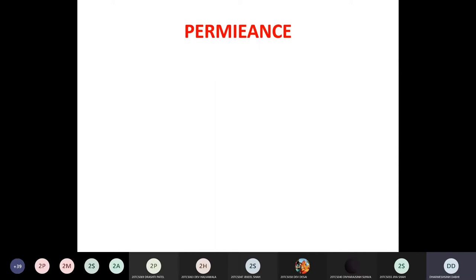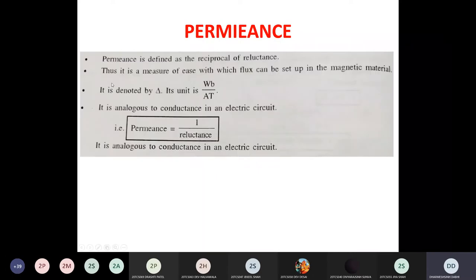The next term is permeance. Permeance is the same as conductance in the electric circuit. What is conductance in the electric circuit? From the conductance we can measure how easily the material allows electric current to flow through it. In the same way, permeance is the reciprocal of reluctance, just as conductance is the reciprocal of resistance. So permeance is the conductance of the magnetic circuit, and reluctance is the resistance of the magnetic circuit. That is the analogy between electric and magnetic circuits, and you can write it as one point in the comparison. Permeance is a measure of the ease with which flux can be set up in the magnetic circuit. So how easily can you set up the flux?